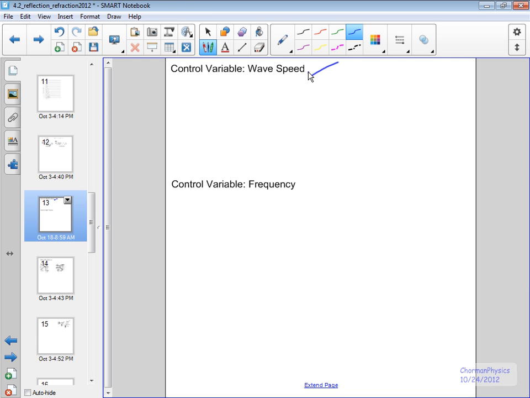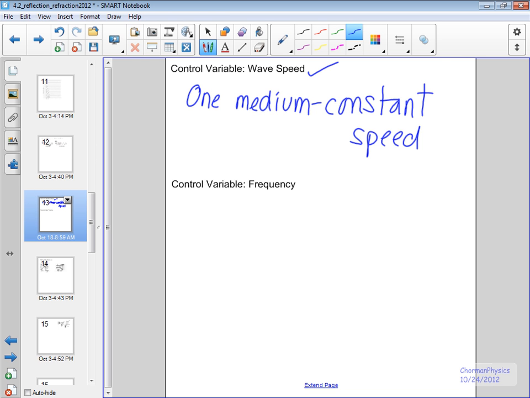Really quickly, what is the control variable for all waves in a single medium? Well, it is wave speed. Wave speed, as you see in the notes, depends on the properties of the medium, not how fast the medium vibrates. So if you want to change the wave speed, you've got to change the medium. In one medium, you have constant wave speed. So any wave that you generate, whatever the frequency, it'll move forward at the same speed. It'll just be the wavelength that changes.